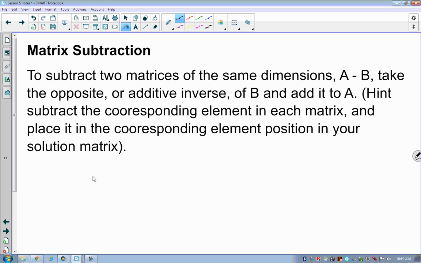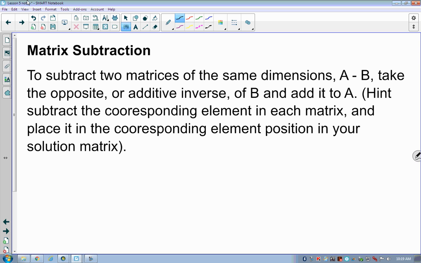All right, matrix subtraction. Same thing, okay? To subtract 2 matrices where we have A minus B, you take the opposite or additive inverse of B and add it to A. Hint, subtract the corresponding element in each matrix and place it in the corresponding element position in your solution matrix.